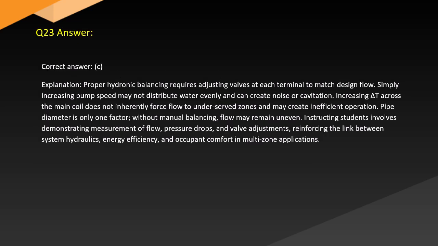Answer. Correct answer, C. Explanation. Proper hydronic balancing requires adjusting valves at each terminal to match design flow. Simply increasing pump speed may not distribute water evenly and can create noise or cavitation. Increasing DT across the main coil does not inherently force flow to underserved zones and may create inefficient operation. Pipe diameter is only one factor. Without manual balancing, flow may remain uneven. Instructing students involves demonstrating measurement of flow, pressure drops, and valve adjustments, reinforcing the link between system hydraulics, energy efficiency, and occupant comfort in multi-zone applications.